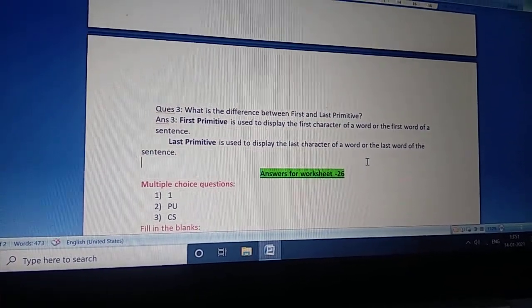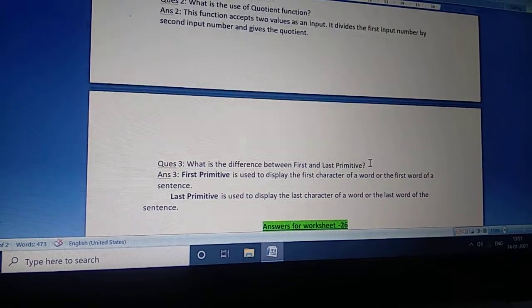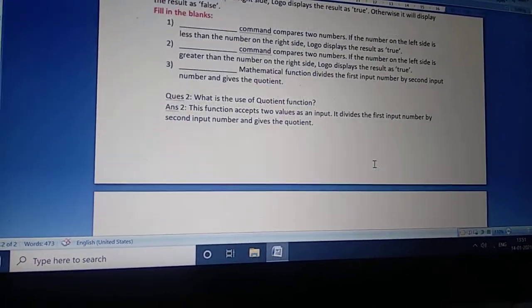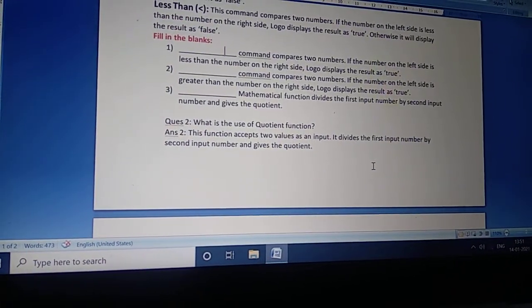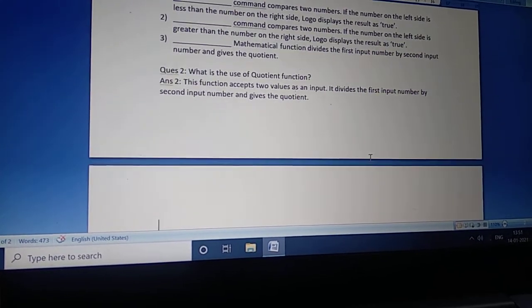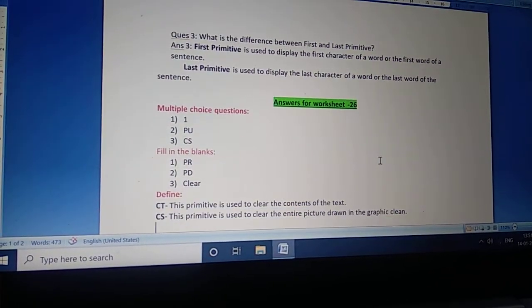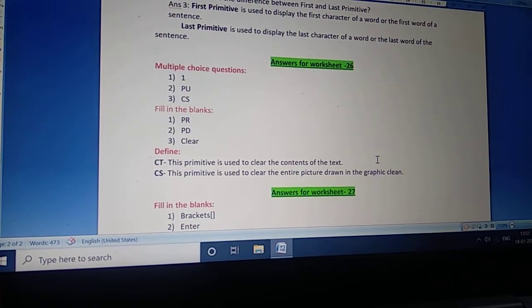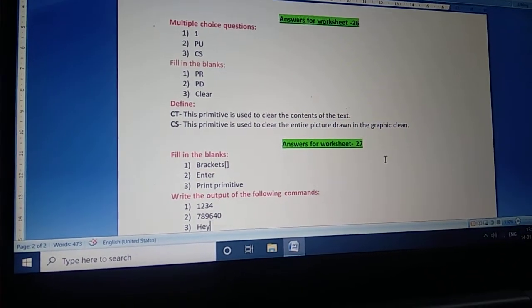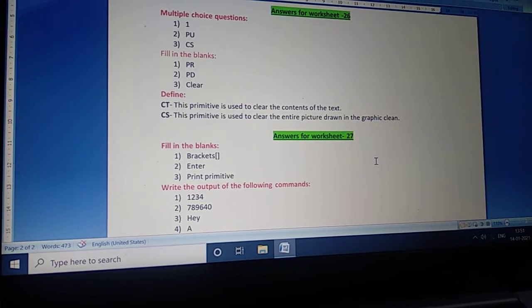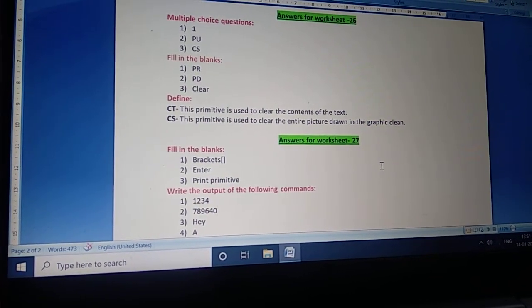You have to do this in your notebooks in very neat and clean handwriting and submit it to me on time. Now next, you can see I have already told you that I have given the answers of worksheet number 26 and worksheet number 27 here. So you can check, and if there is any mistake, correct it.